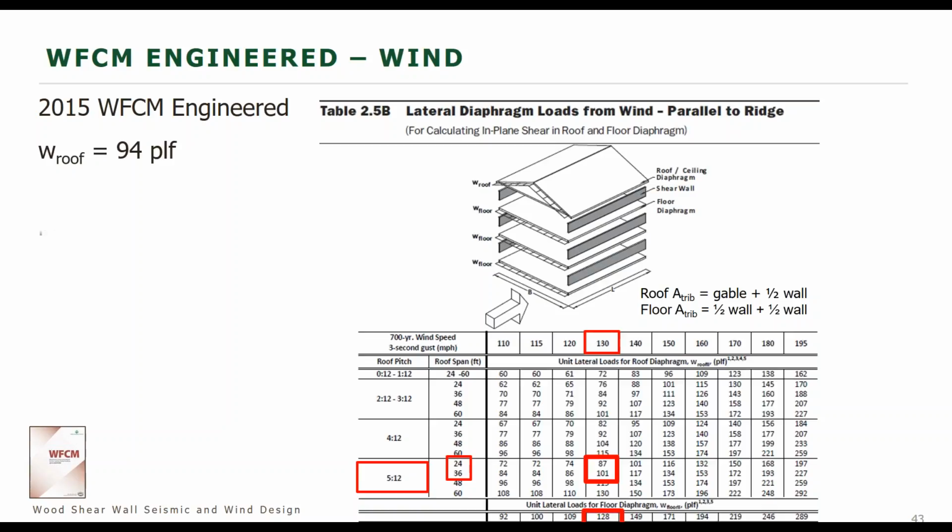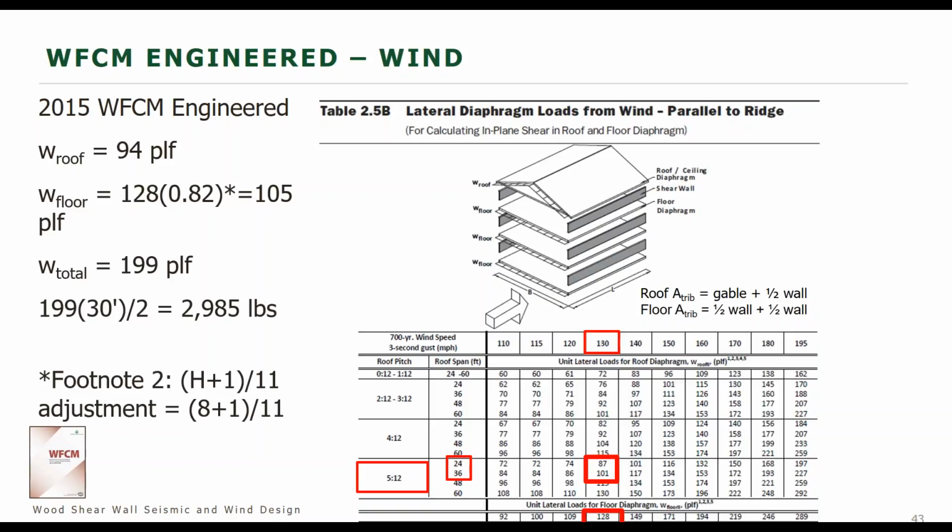So using that, we calculate our floor load, which you'll see we've got several footnotes that are applied to both of these, but we're going to check footnote 2 here, and that is a height adjustment. Because again we only have 8-foot high walls and the tabulated values are for 10-foot high walls, we can adjust that value down. So we get our floor load is equal to 105 PLF. So the total value along the wall is 199 PLF.